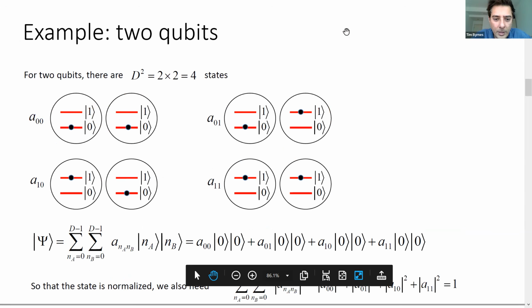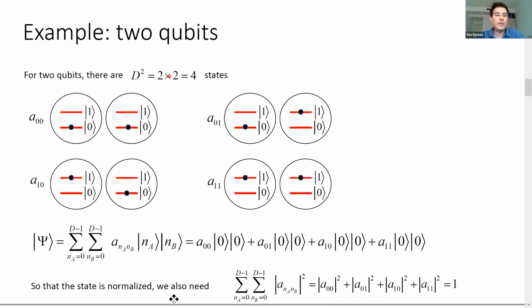So right, let's just look at a simple example. The 3x3 was already kind of an example, but let's look at an even simpler one. If we've got 2 qubits, Alice and Bob each have a qubit. They're each 2-dimensional, and so the total dimension of the combined space is d squared, so it's 2 times 2, which is 4.